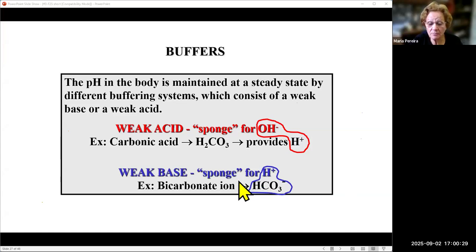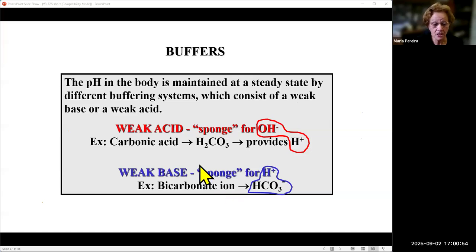Why do people have acid reflux? Because the fluid from the stomach comes up to the esophagus, and the esophagus is not prepared to have an acidic fluid. That's why.